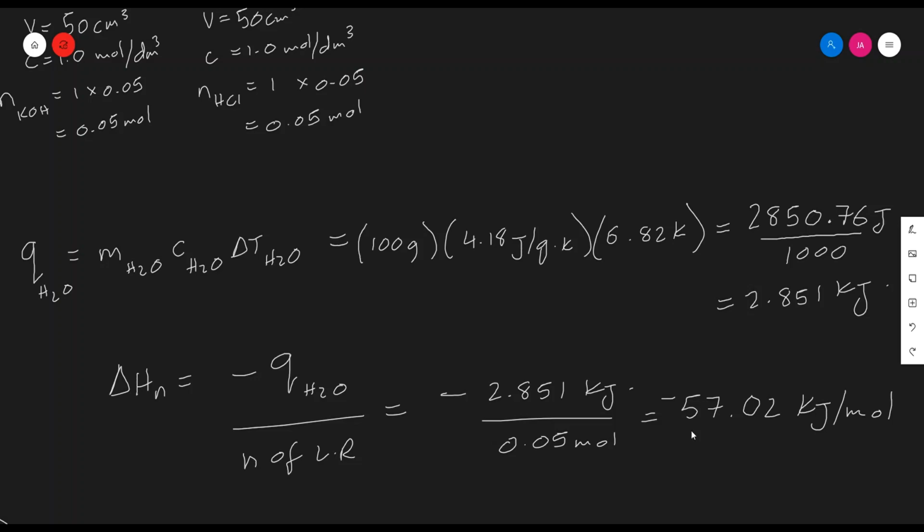As stated in class, I made it clear that the reaction of a strong acid with a strong base always produces the same enthalpy change of neutralization, which is around negative 57. Thus, if this reaction was repeated over and over again using different strong acids and strong bases, you would produce the same enthalpy change of neutralization.